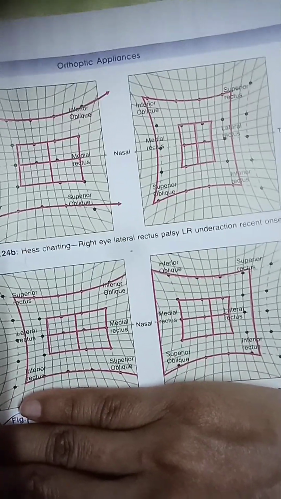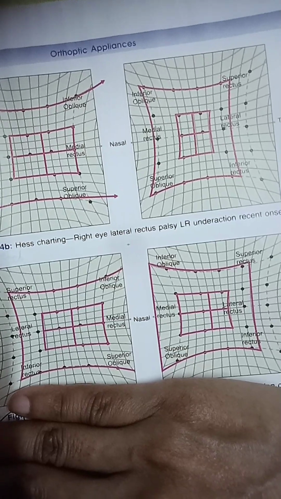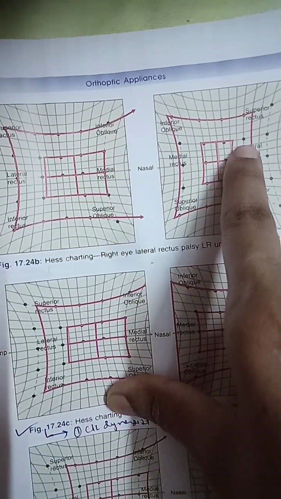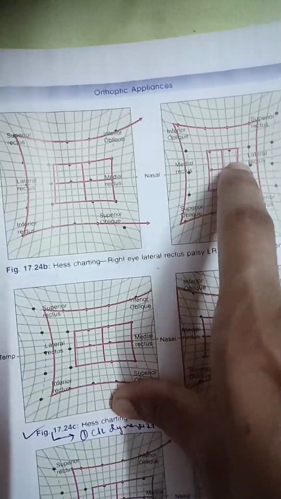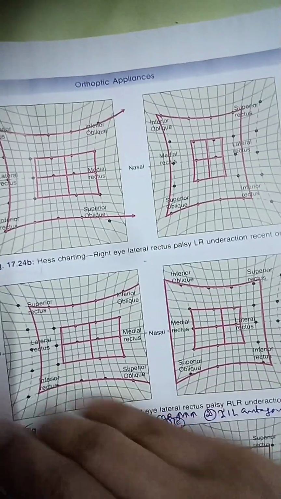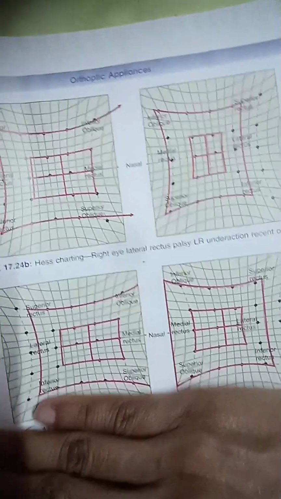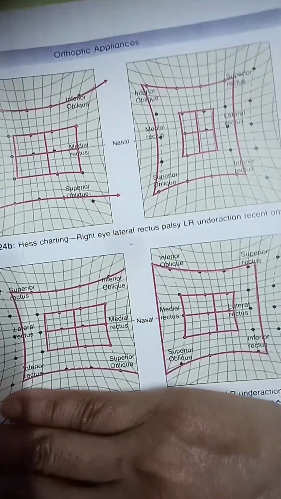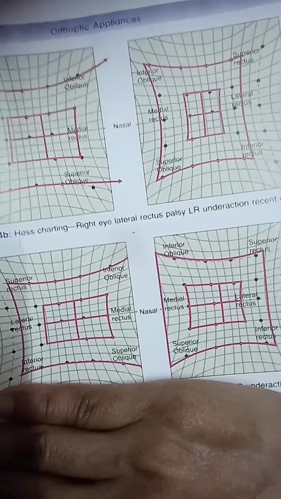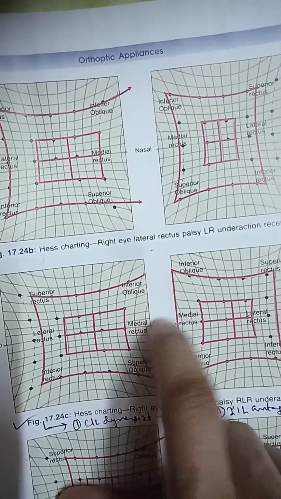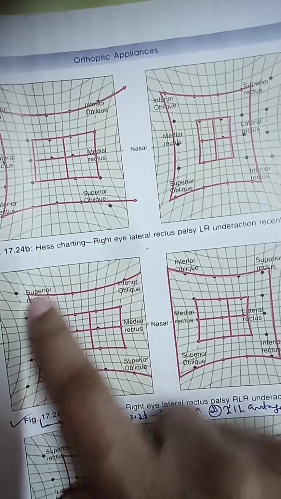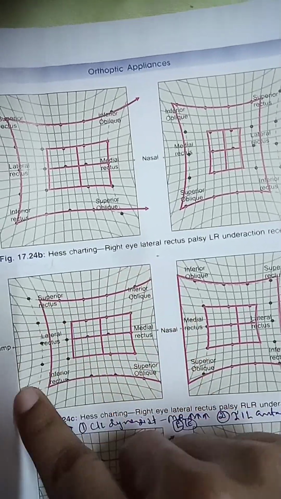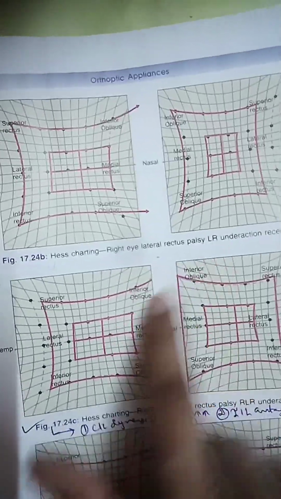Almost both are the same. So it seems like it's acute onset because it's a palsy, but not acute onset because both boxes are not similar in size. Here you will see almost both boxes are similar in size, so we cannot say which muscle is underacting, but you can see this medial rectus is going beyond this frame. This is the inner frame, this is the outer frame. These are the 9 points on the inner frame, these are the 16 points on the outer, but these points cannot be tested because it's extremely overacting.